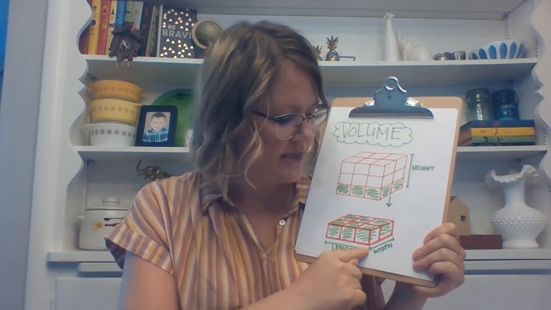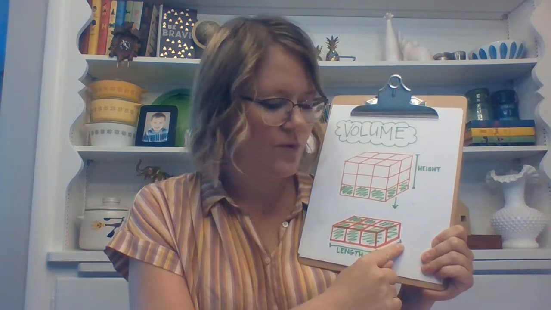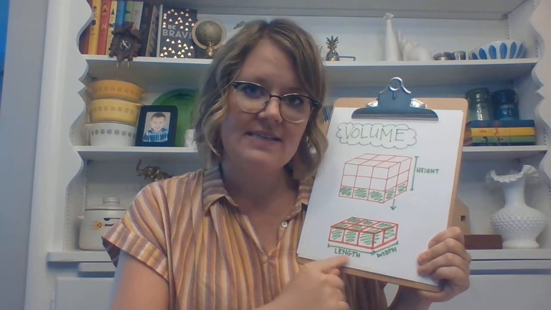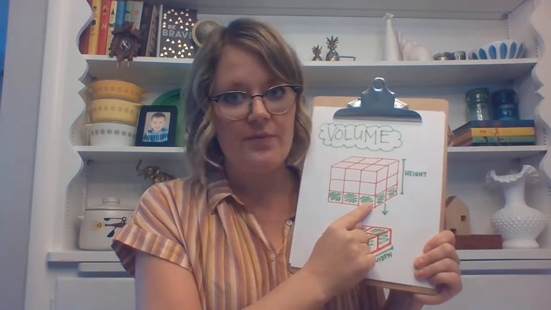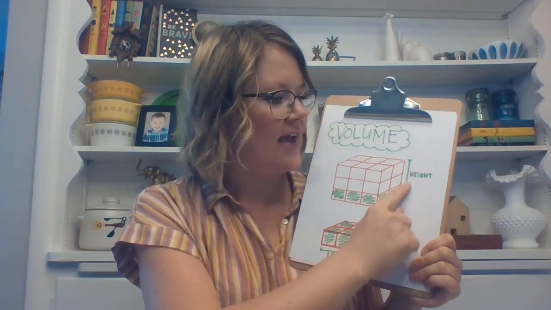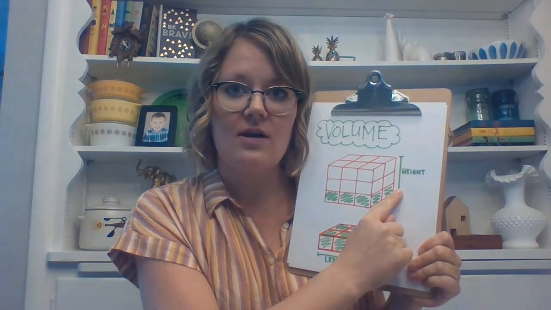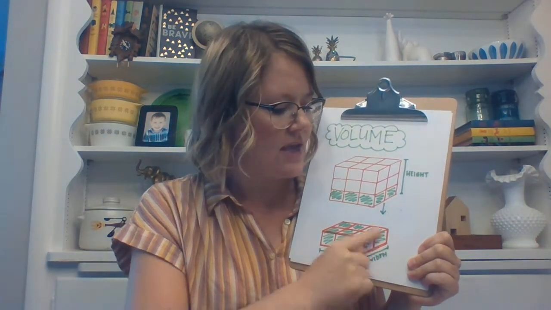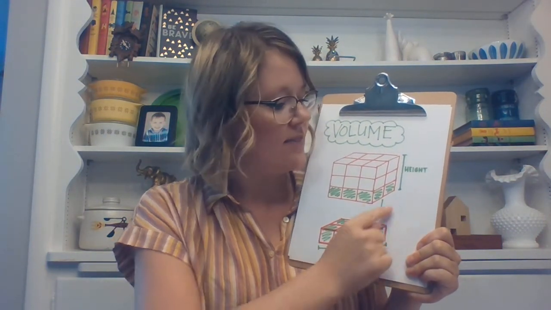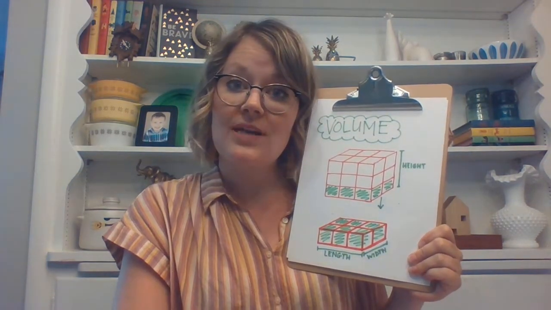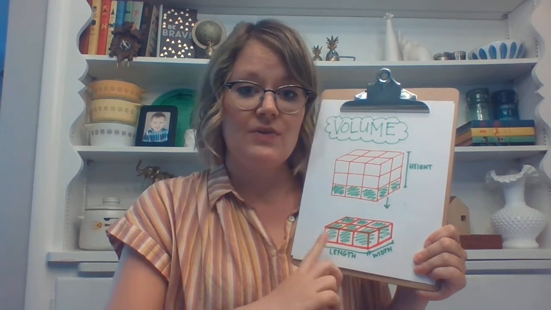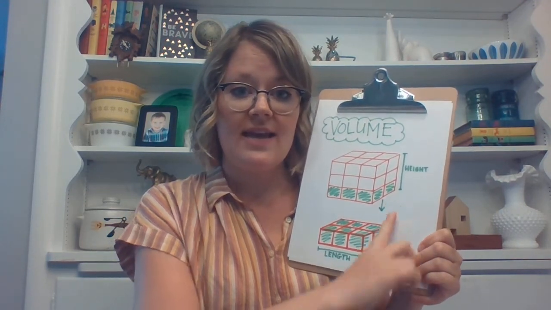So if we know the length is 3 and the width is 2, then we can know that the base has 6 cubes in it. And then the other dimension that we need to know is the height. The height is like how many layers there are in the rectangular prism. So if there's 6 cubes on the base layer and then there's 3 layers, the height here is 3. All right, so we need to know length, width, and height to be able to find the volume.